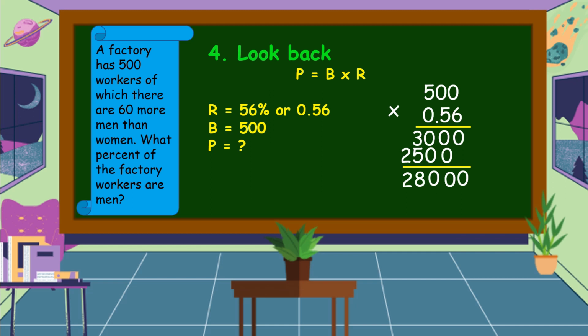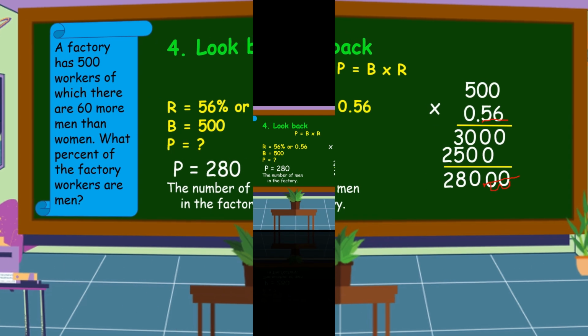So we have two numbers. We call them decimal numbers. So we also count two decimal places in our product. Okay, 1, 2, so this is where our decimal point should be. Then we can cancel. Then our answer is equal to 280, which is the number of men. Ibig sabihin, yung 56% is correct.